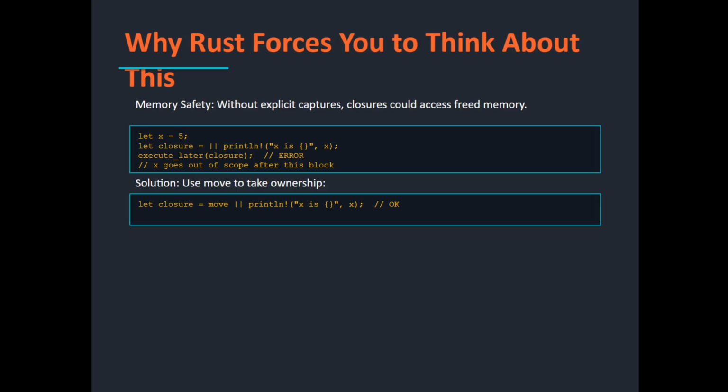Rust prevents that at compile time by being strict about captures. That's a feature, not a bug. So when you compile and any variable is not defined, it throws an error. Here's a practical example of how this matters.